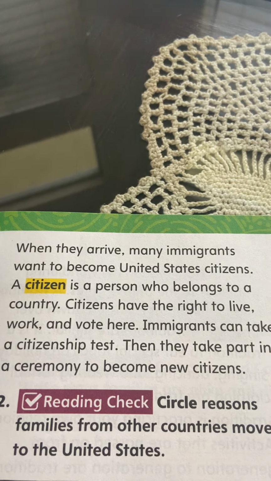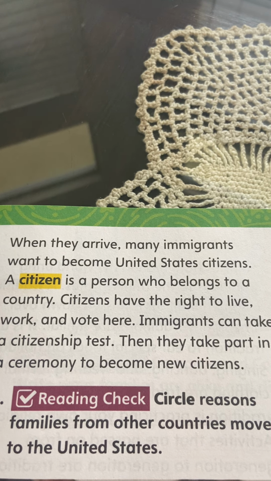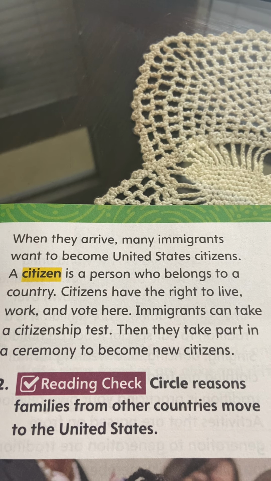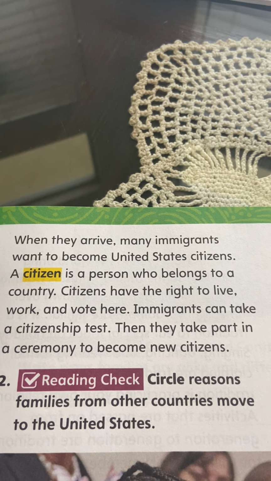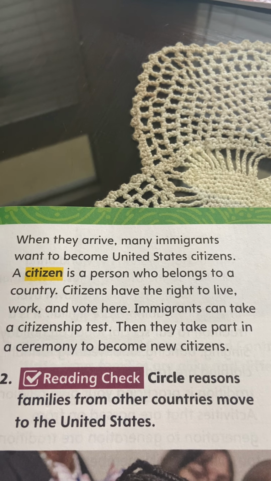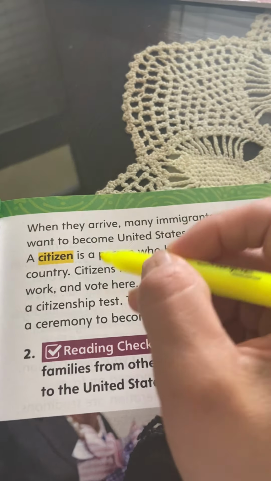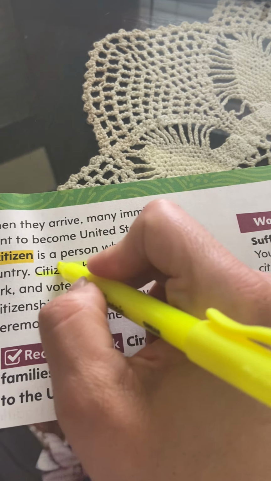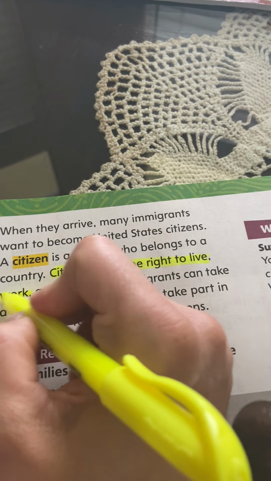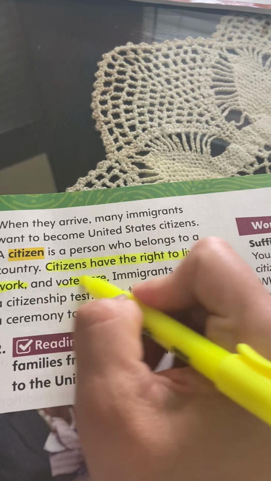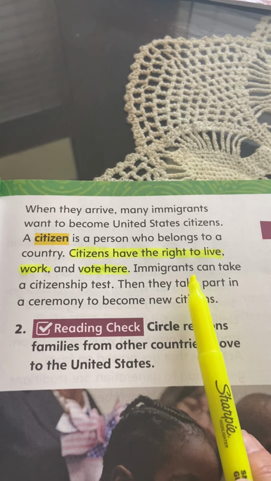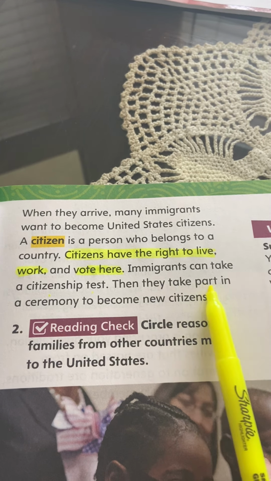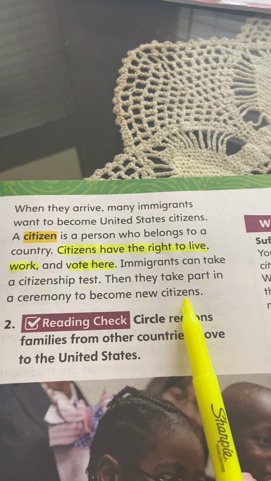When they arrive, many immigrants want to become United States citizens. A citizen is a person who belongs to a country. Citizens have the right to live, work, and vote here. So if you're a citizen, you have the right to live here, you have the right to work here, and you have the right to vote here. Immigrants can take a citizenship test. Then they take part in a ceremony to become new citizens.